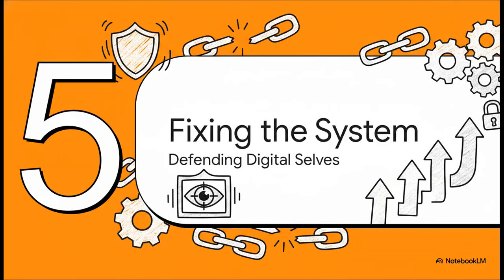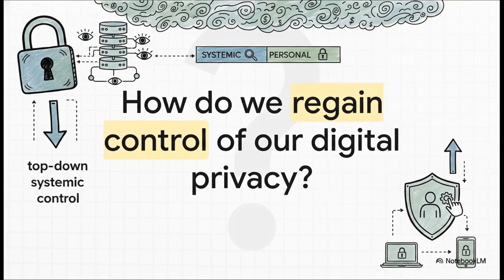Which brings us to Section 5, Fixing Surveillance Capitalism and Defending Your Digital Self. It really is the ultimate question, isn't it? With this tracking pipeline so deeply entrenched, how do we actually regain control of our digital privacy? Experts widely agree there's no single silver bullet here. Meaningful change is going to require a dual approach, a top-down, systemic overhaul combined with bottom-up personal defense.